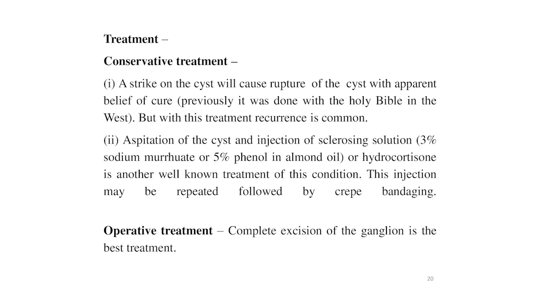Second is aspiration of the cyst and injection of a sclerosing solution, that is 3% sodium morrhuate or 5% phenol in almond oil. Hydrocortisone is another well known treatment of this condition. This injection may be repeated, followed by crepe bandaging. This has also not succeeded in claiming cure in the majority of cases. Operative treatment for this ganglion: complete excision of the ganglion is the best treatment. This is usually done using a tourniquet.